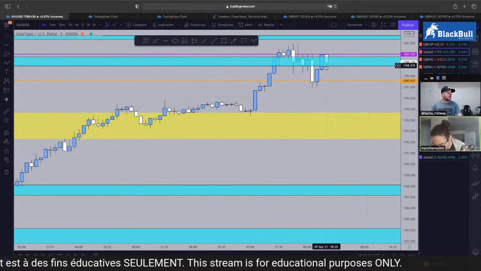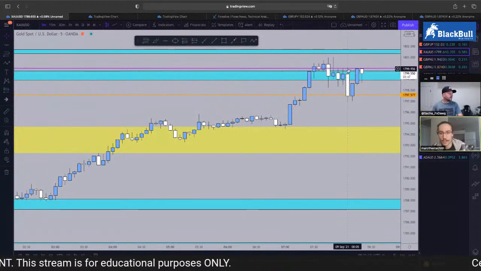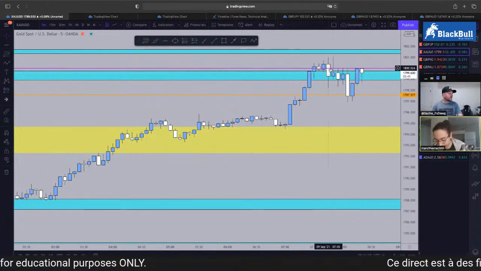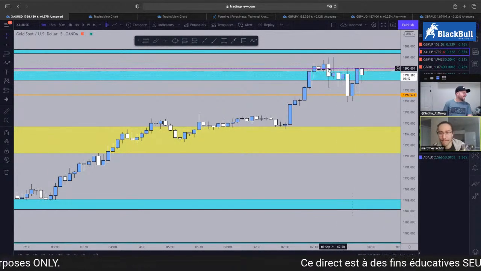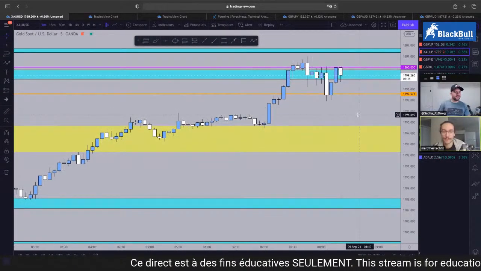Look at those 5-minute candles, man. Great consolidation right here. Look at this, right on the dot, 1800. Crazy.